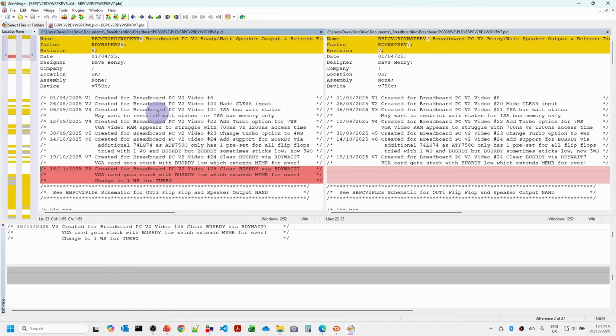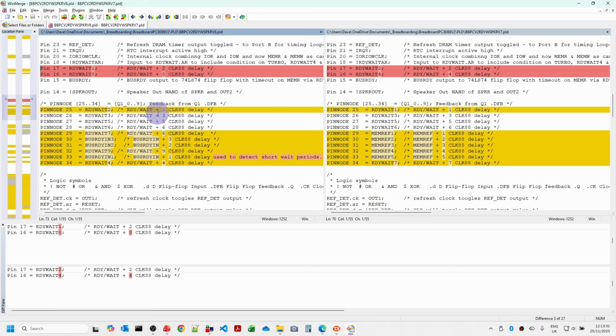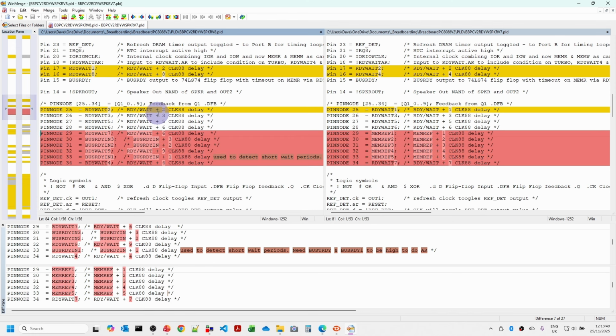So this has been created for video 25. And you'll see here that some of the ready wait 2 and 4 has been changed to 1 and 8 because we're using these signals for doing the reset of the bus ready when it goes on too long. And there's all sorts of changes here. So I've changed where I was doing some of the memory refresh logic. I've reused all of that stuff for the various flip-flops I require for stopping bus ready from remaining low for too long.